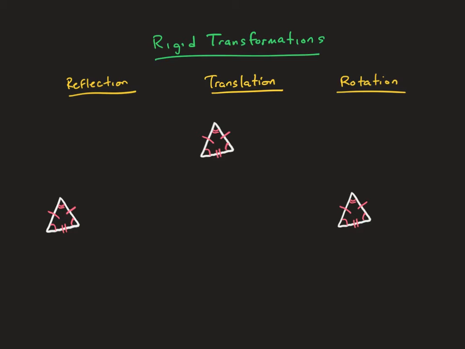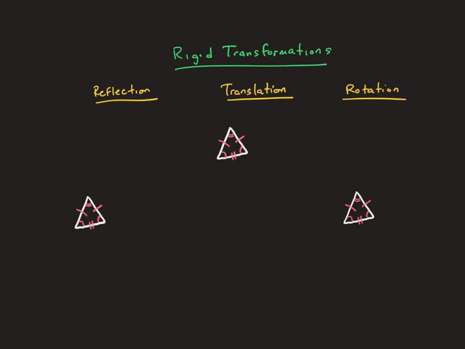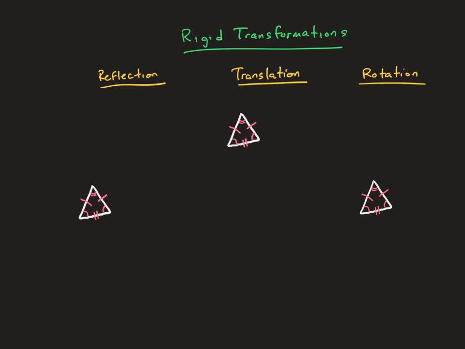A rigid transformation is one where it preserves the size, the length, the shape, the lines, the angles. It's an identical image, just has been possibly reflected, moved, or rotated. And so a reflection may occur over a given point.